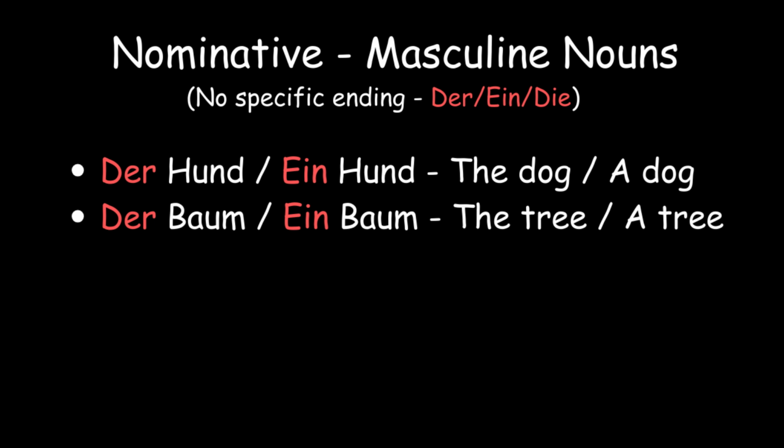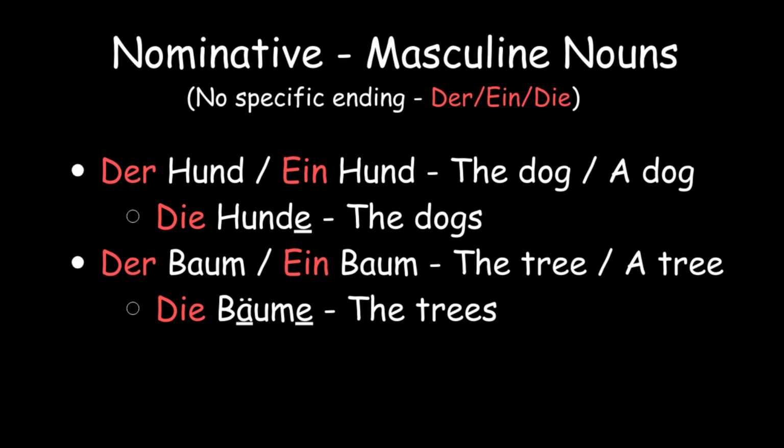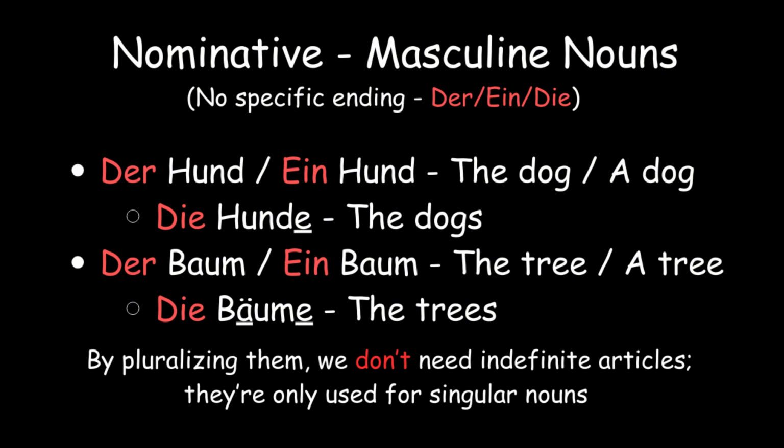Here, we have masculine nouns with no specific endings. Der Hund, ein Hund. Der Baum, ein Baum. To pluralize them, we add -e and sometimes an umlaut. Also, the definite article will change when plural, because it's the only article that is used across any plural nominative noun. Die Hunde, die Bäume. By pluralizing them, we do not need indefinite articles because they're only used for singular nouns.